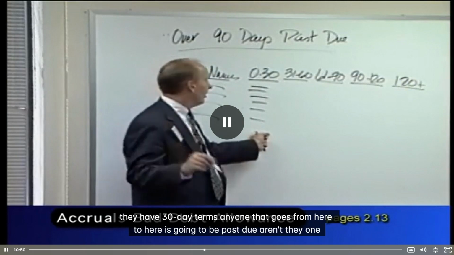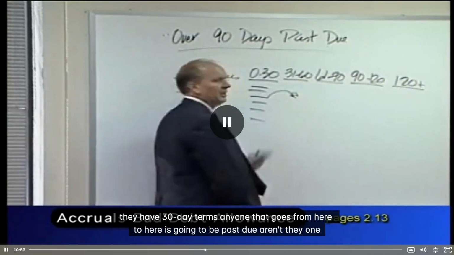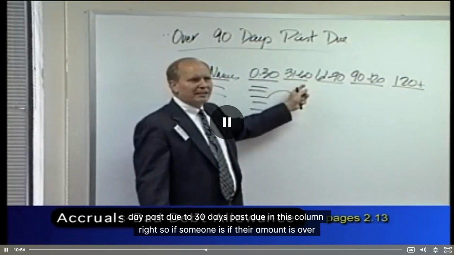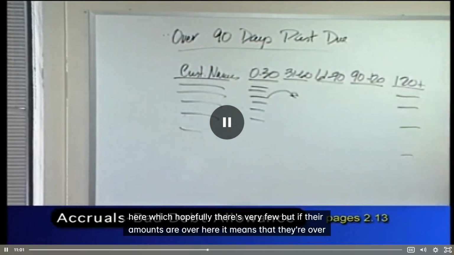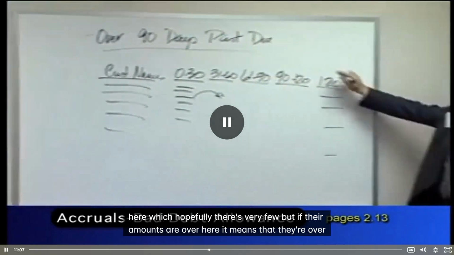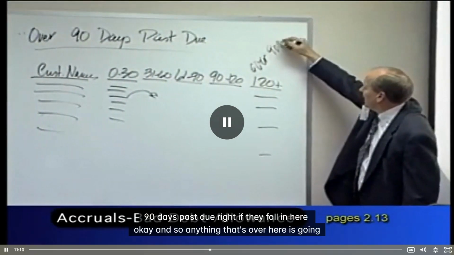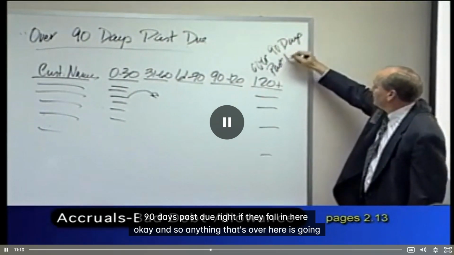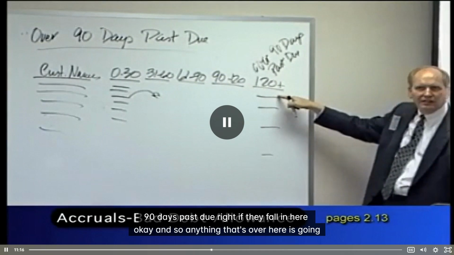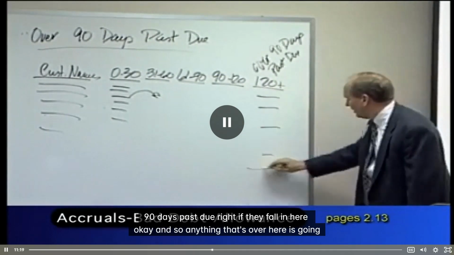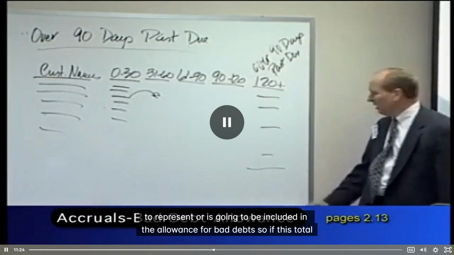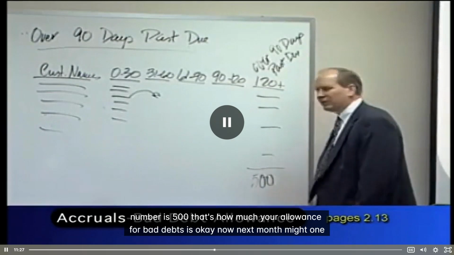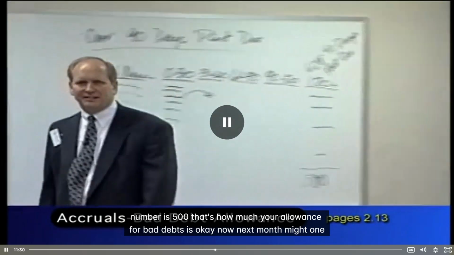And assuming that they have 30-day terms, anyone that goes from here to here is going to be past due, aren't they? 1 day past due to 30 days past due in this column, right? So if their amount is over here, which hopefully there's very few, it means that they're over 90 days past due, right? Anything that's over here is going to be included in the allowance for bad debts. So if this total number is $500, that's how much your allowance for bad debts is, okay?